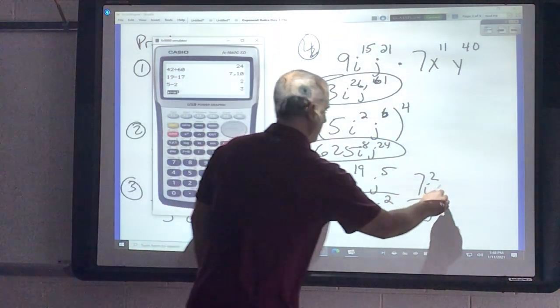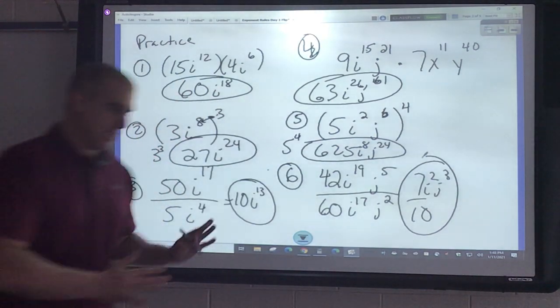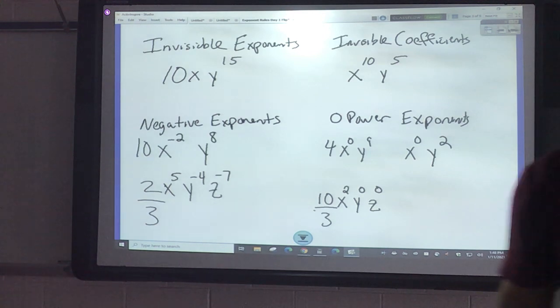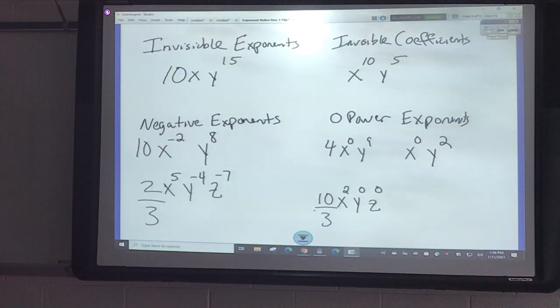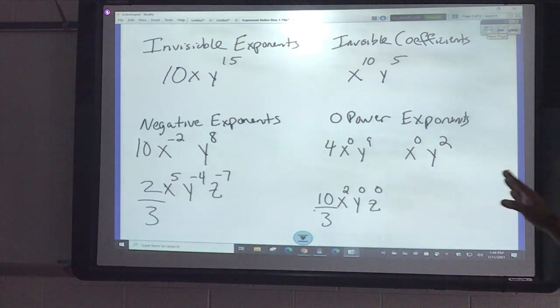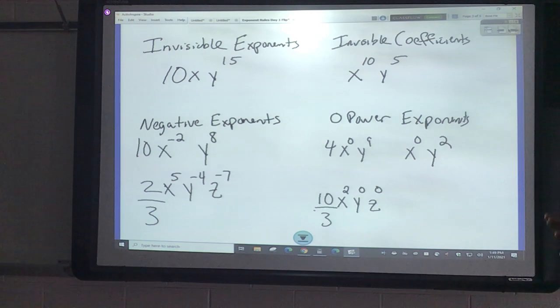3. And that would be my answer. Okay? So basic exponent rules. Now we're going to build on these a little bit. All right, I want to talk about invisible exponents and invisible coefficients. Then I want to talk about negative exponents and zero power exponents.